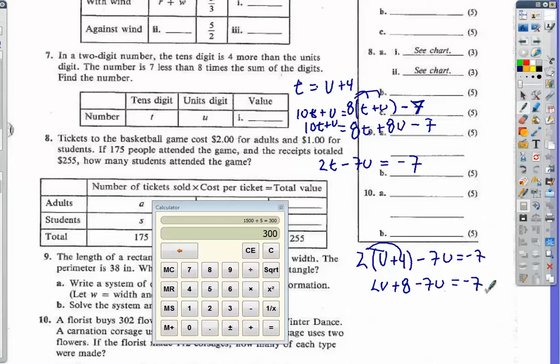So I add these two things together, so I get negative 5u. Oh, it's going to work out just fine. Is equal to, subtract 8 from both sides, so I get negative 15. So I get u is equal to 3. So my units digit is a 3. I was nervous because that 7, 7 doesn't go into a whole lot of things, right?